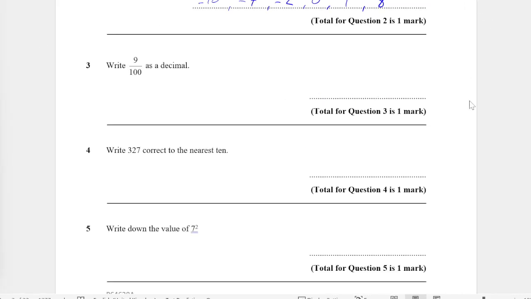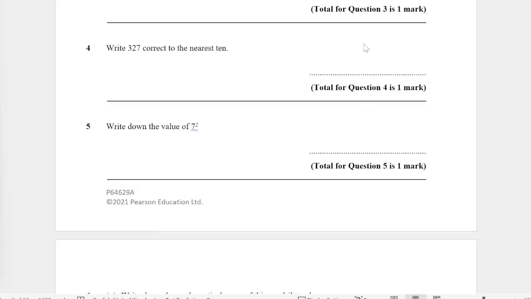Question 3, write 9/100ths as a decimal. 9/100ths is 0.09. Question 4, write 327 correct to the nearest 10. So we're either going to 320 or 330. And because of the 7 here, it's closer to 330. So 330.